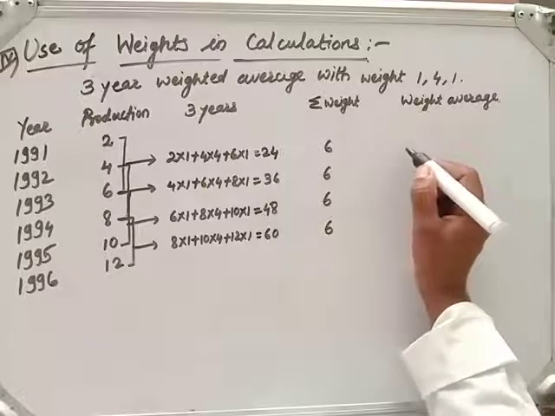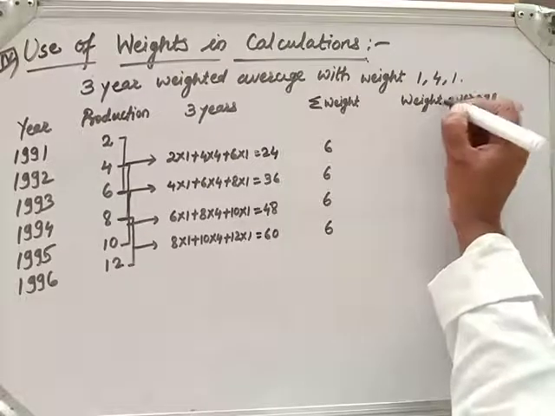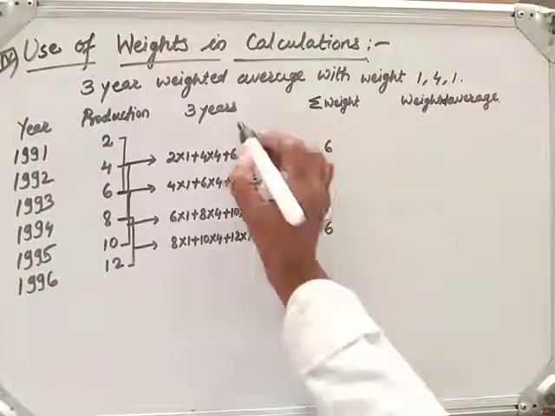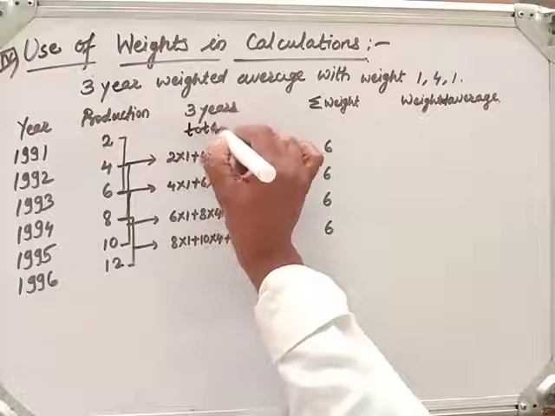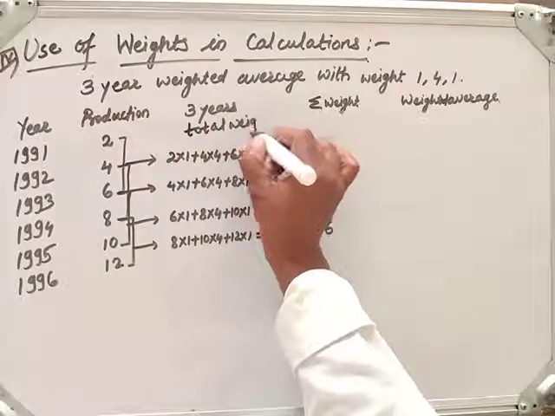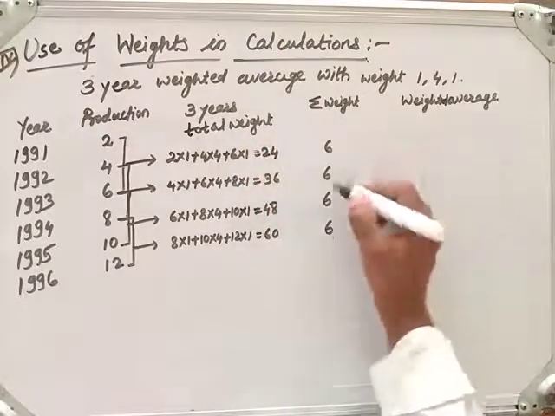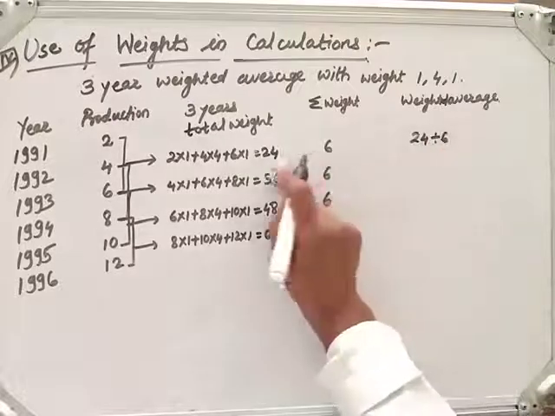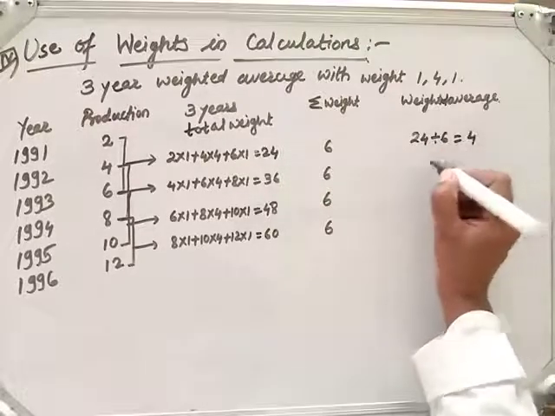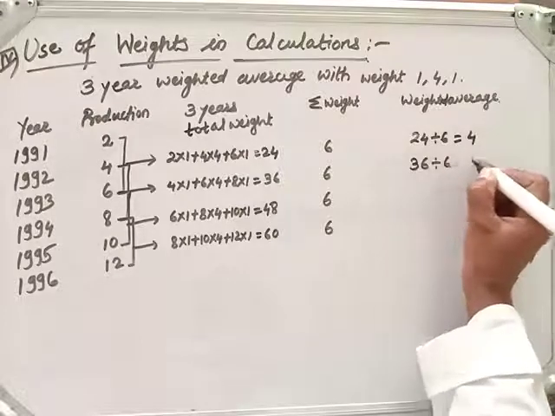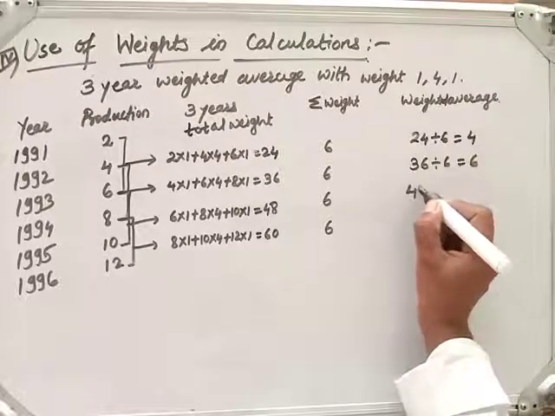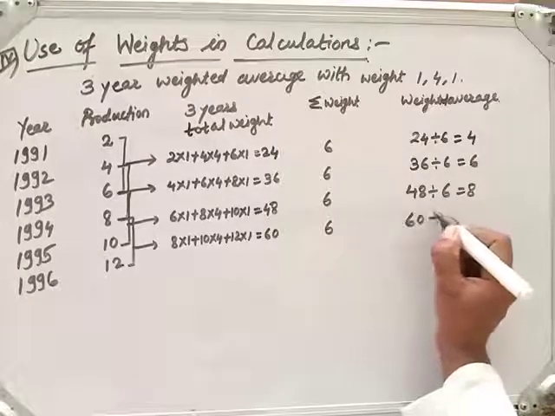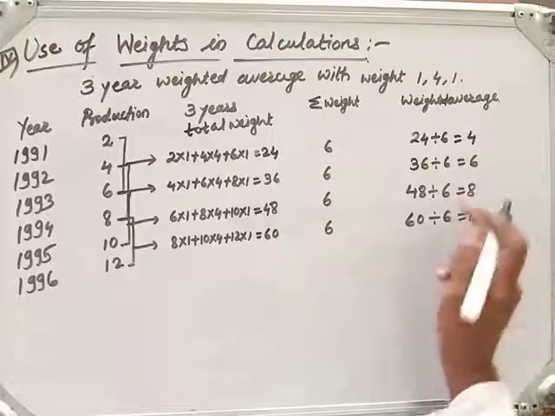Weighted average is nothing but this 3 years total weight upon this summation. So it will be 24 divided by 6, so this is 4. 36 divided by 6 is 6. 48 divided by 6 is 8. And 60 divided by 6 is 10. What are the middle years here?